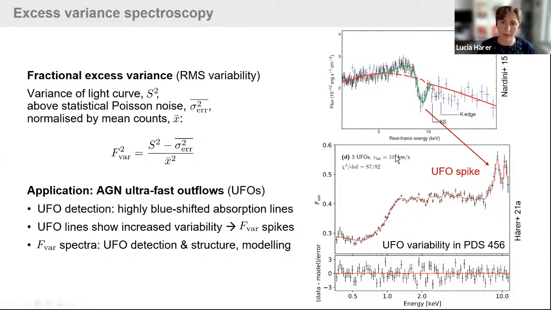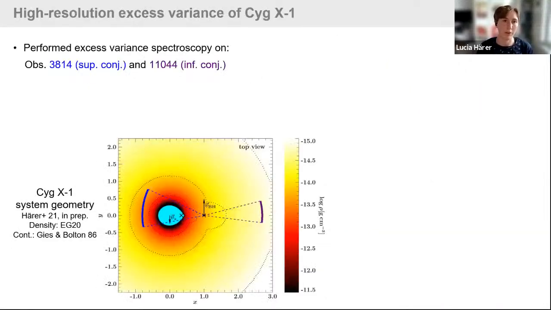In that project, I worked with CCD data, but of course, it's interesting to go to higher spectral resolutions. To do this with excess variance, we need an object with a high signal, and this is why we chose Cygnus X-1, to try out what we can do with this method at higher spectral resolutions.